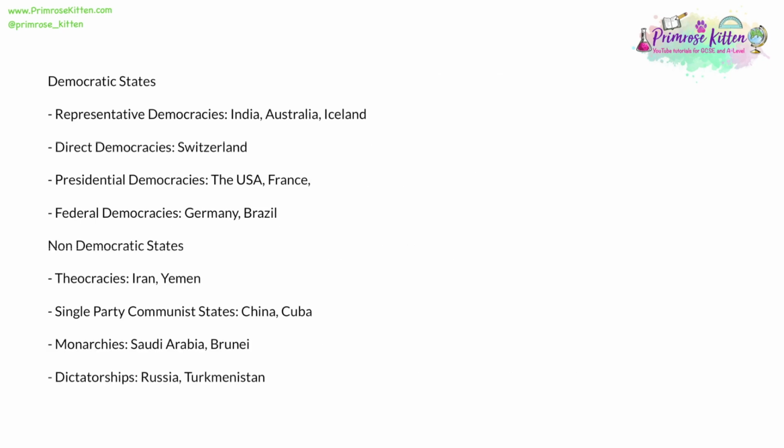In considering how other countries govern themselves, we need to look at both democratic and non-democratic states. Examples of democratic states include representative democracies, such as India, Australia, or Iceland, direct democracies, such as Switzerland, presidential democracies, such as the United States or France, and federal democracies, such as Germany or Brazil. Non-democratic states include theocracies, religious government, such as Iran or Yemen, single-party communist states, such as China or Cuba, absolute monarchies, such as Saudi Arabia or Brunei, and traditional dictatorships, such as current Russia or Turkmenistan.